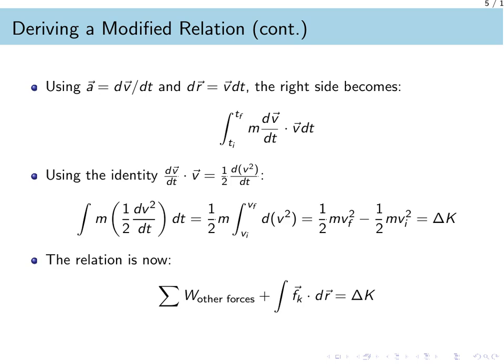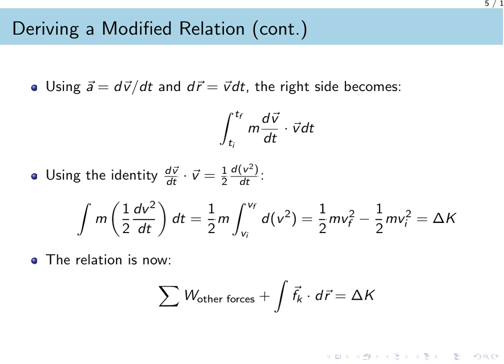Let us continue by evaluating the right side of our equation, which is the integral of m a dot dr. We can substitute acceleration, a, with dv over dt, and the displacement, dr, with v times dt. This changes the integral to the integral of m times the quantity dv over dt dot v, all times dt. We then use a helpful calculus identity.